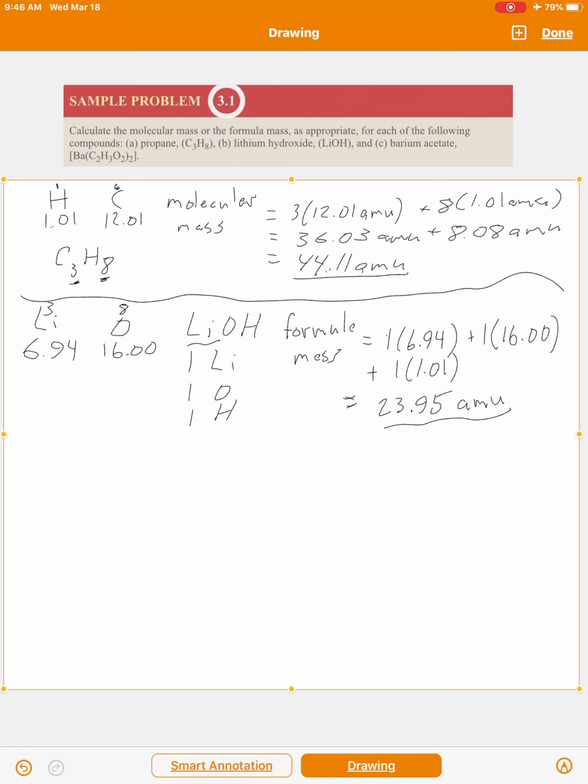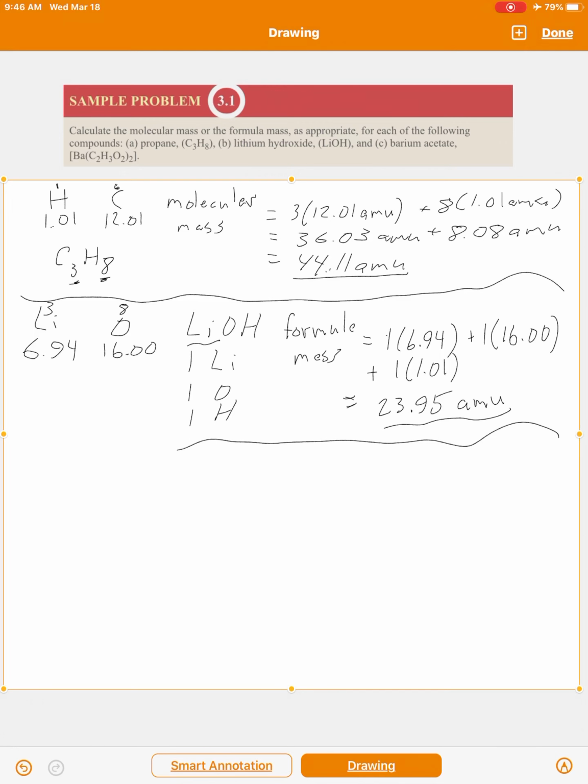That's how much, if it were a molecule, that's how much it would weigh. But since it's a formula mass, the terminology we would use would be to say that the empirical formula has a mass of 23.95 AMU, which, comparing it to propane, is a little bit lower, right?